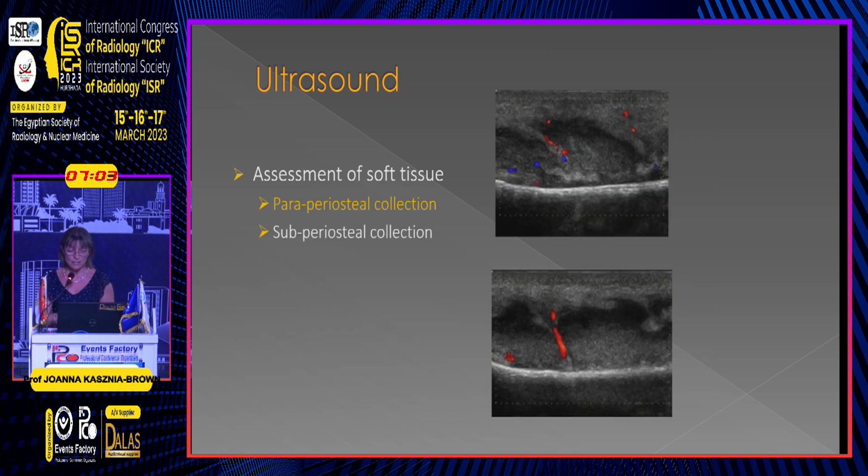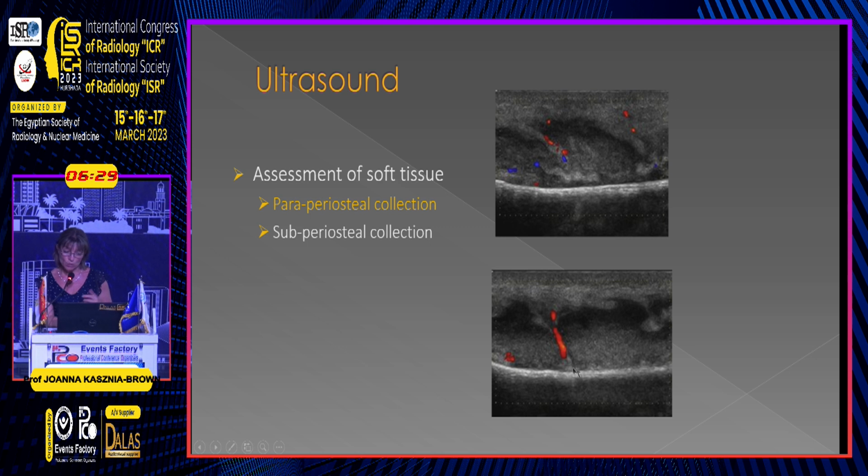What else can we do? Apart from assessment of the soft tissue, we can see where the collection is extending. Is it just within the soft tissue, as you can see here on these images, or do we have a paraperiosteal or subperiosteal collection? Important for us and the surgeons because they treat it in a different way. And you can see here this kind of complex collection adjacent to the bone, but the underlying bone is completely intact and the periosteum is adjacent to the bone without lifting.